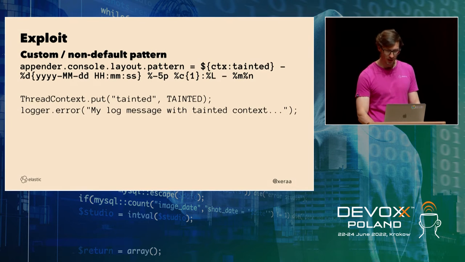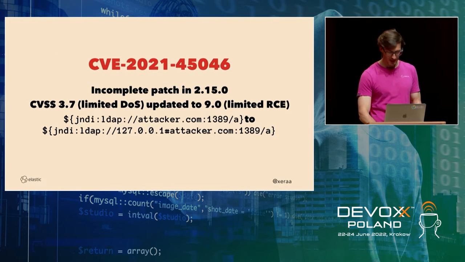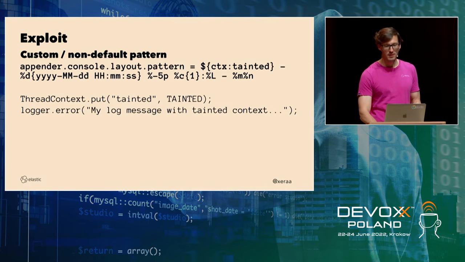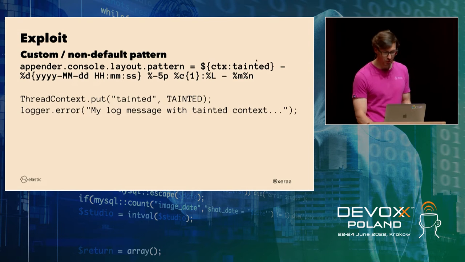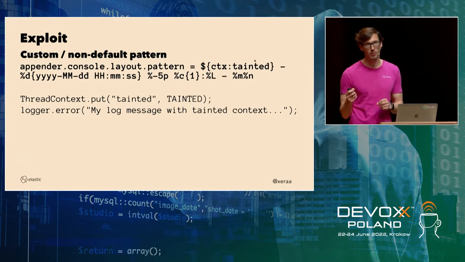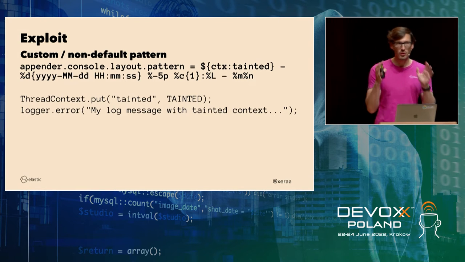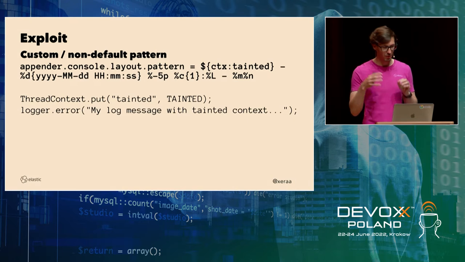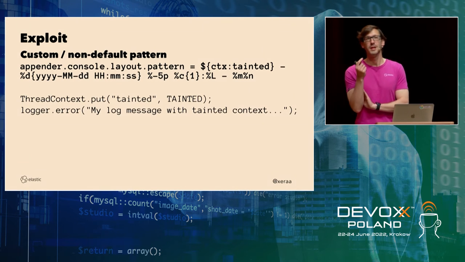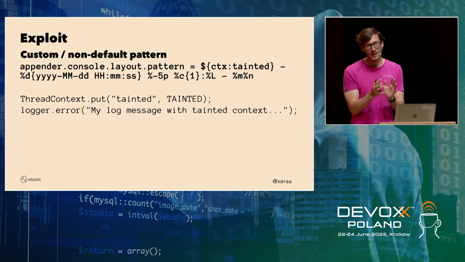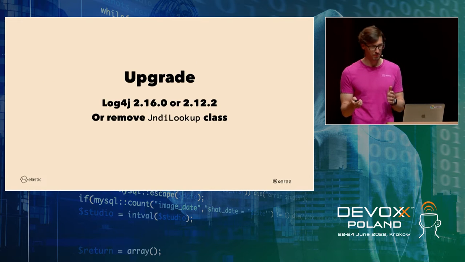So you need to have this context and then something that, for example, is tainted, that we call tainted here, and then we put whatever thing into that value. And if you log such a statement from here and put it into something that is context, whatever you called it, then you would still be vulnerable to that. So this depended on the logging pattern as well, and it's a non-default pattern. So it would be a much more limited attack, but it would still be a remote code execution.